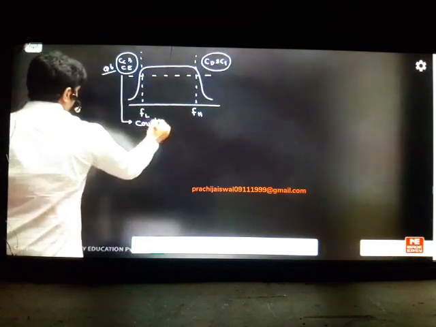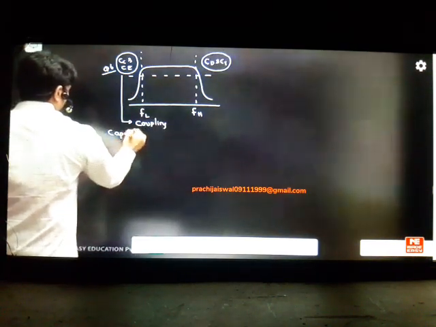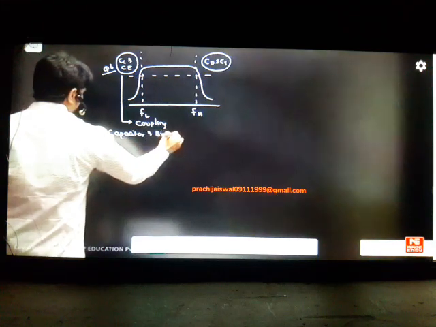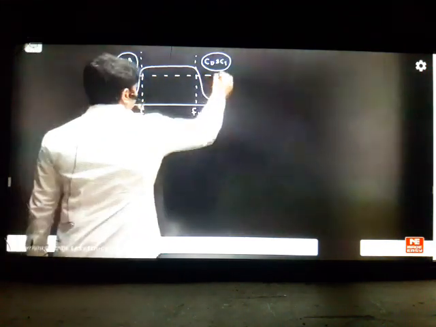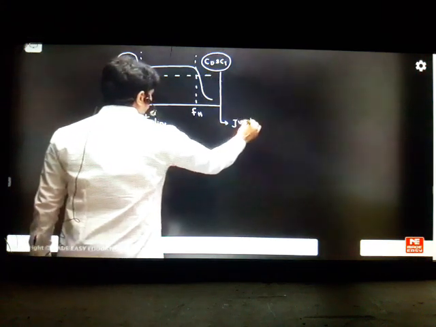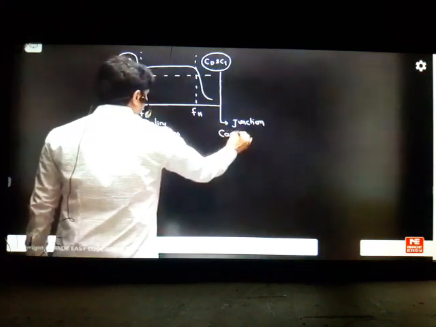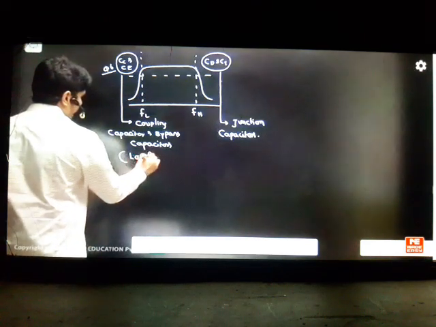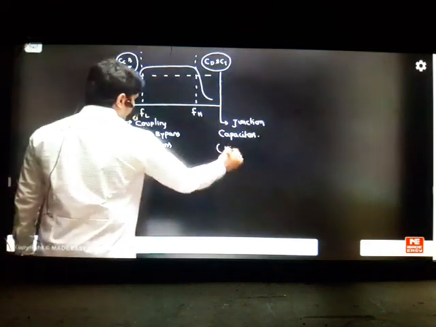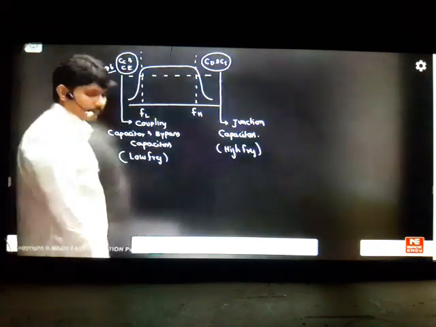These are called your coupling capacitor and bypass capacitor, which are disturbing here. At low frequency, the gain is reducing due to these capacitors. And if you go here, it is due to junction capacitors, the internal capacitors, that are creating the problem at high frequencies. This is for the low frequency problem and this is for the high frequency problem. So now you can answer your question clearly.